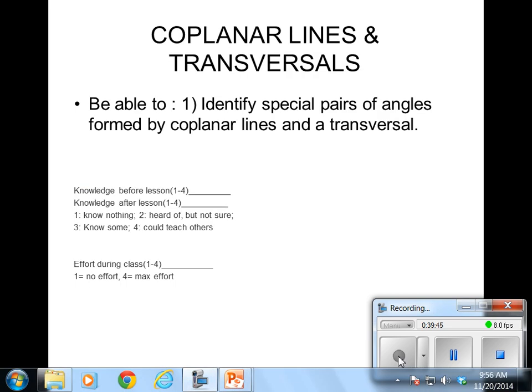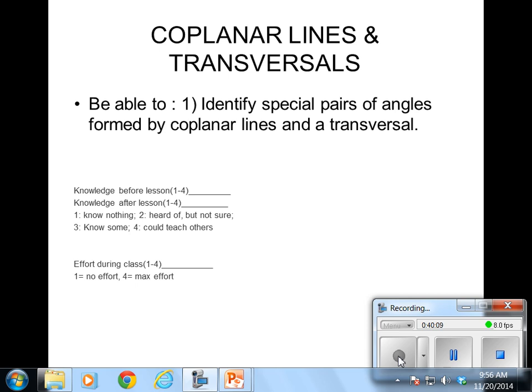Be able to identify special pairs of angles. We've talked about special pairs of angles all year long. Name me one special pair of angles that you already know. Vertical angles, adjacent angles, complementary, supplementary, all those are special pairs of angles.